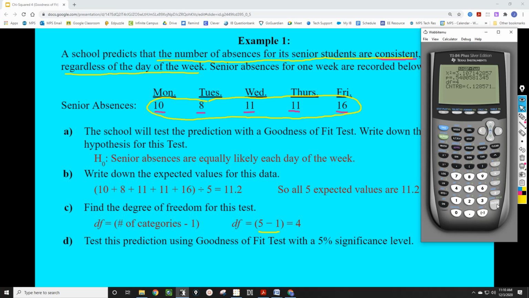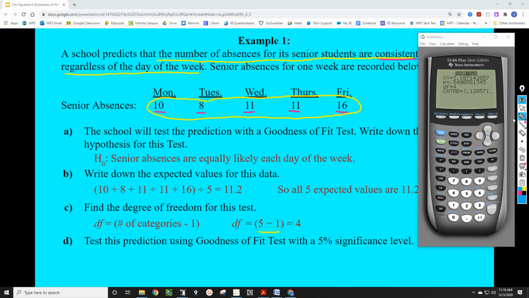And so we have a chi-squared value, and so if we were using our table of critical values, we could compare that to our critical value, and if chi-squared was less than our critical value, we would accept our null hypothesis. But I'm going to focus on the p-value instead. Our p-value for this test is right here, 0.540. And with that, we're comparing that to our significance level, which was 5%.